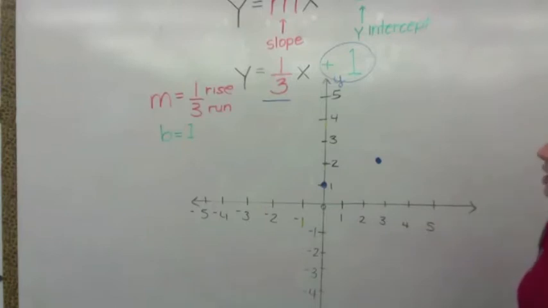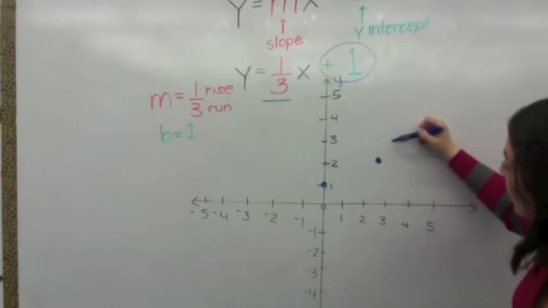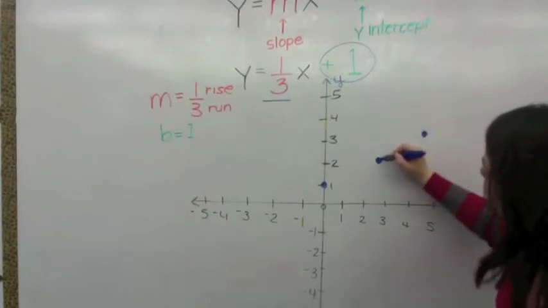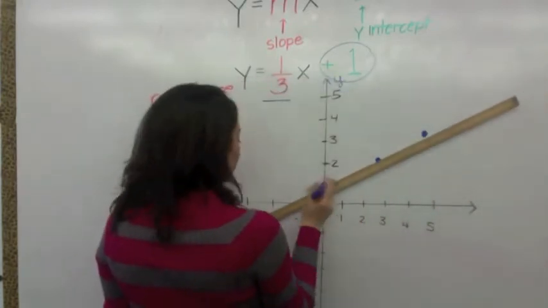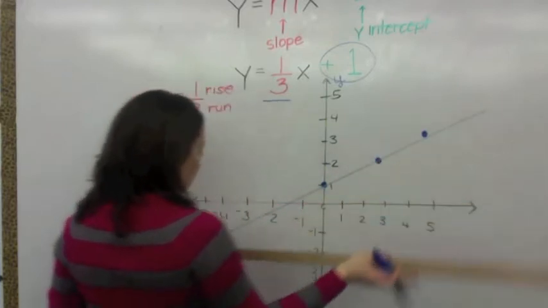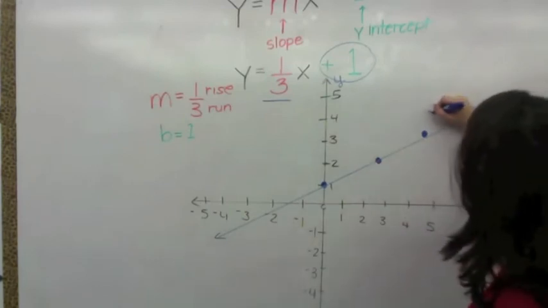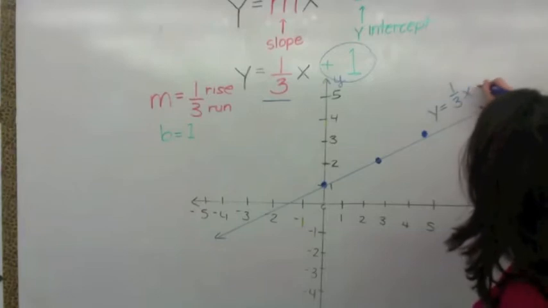Are we good? From this point, you're going to use the slope, the mama, one more time, and you're going to rise up 1, and you're going to go over 2. 1, 2. That point should be at 5, 3. So now you have 3 points. You can connect these points to make a line. Okay. So the equation for this line is y equals 1/3 x plus 1.